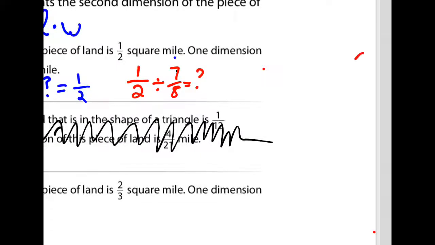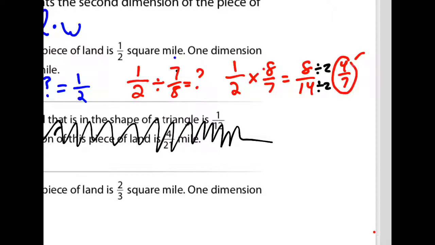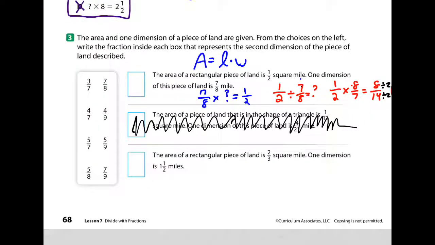Now, to do that, I do 1/2 times 8/7, which is 8/14, but I have to reduce. Divide by 2, divide by 2, and I get 4/7. So that is what should go in the first box. So did you have 4/7 in that box?